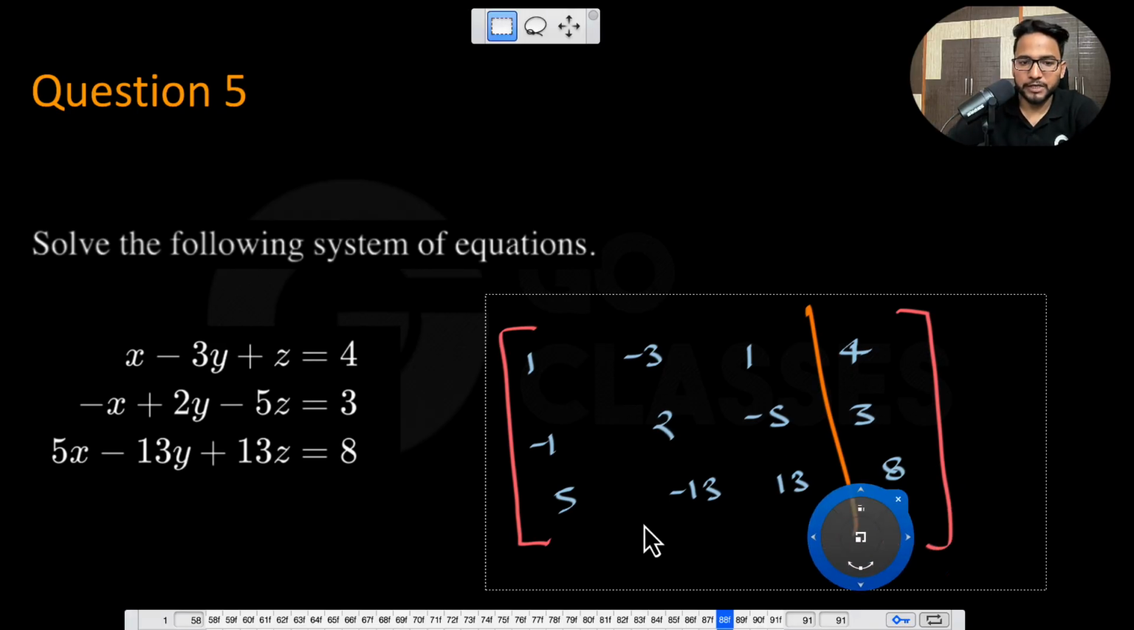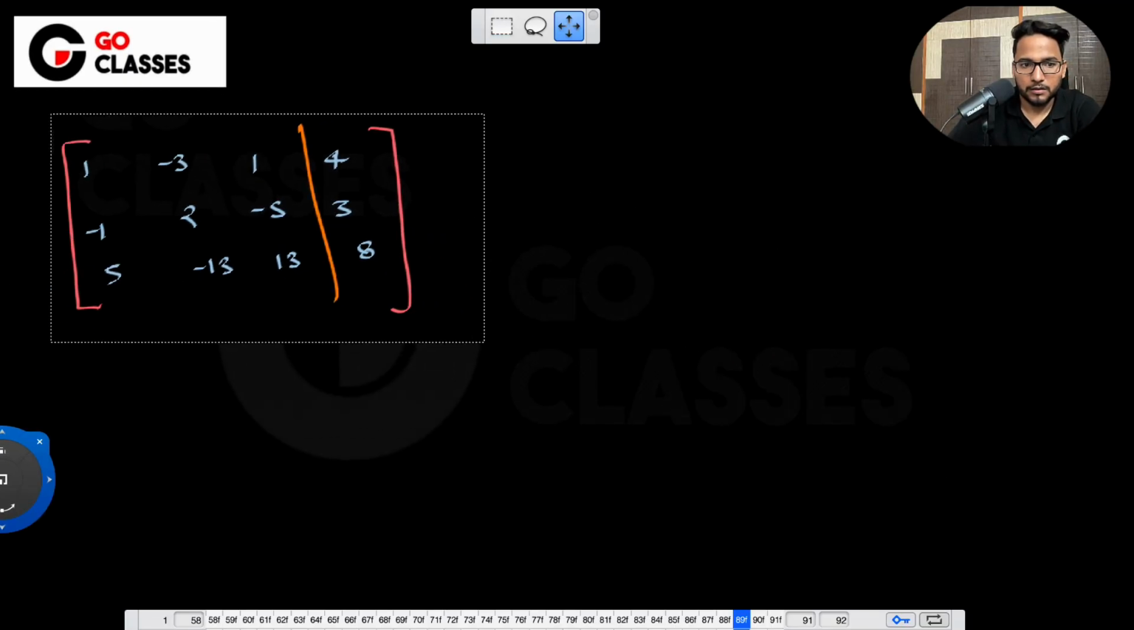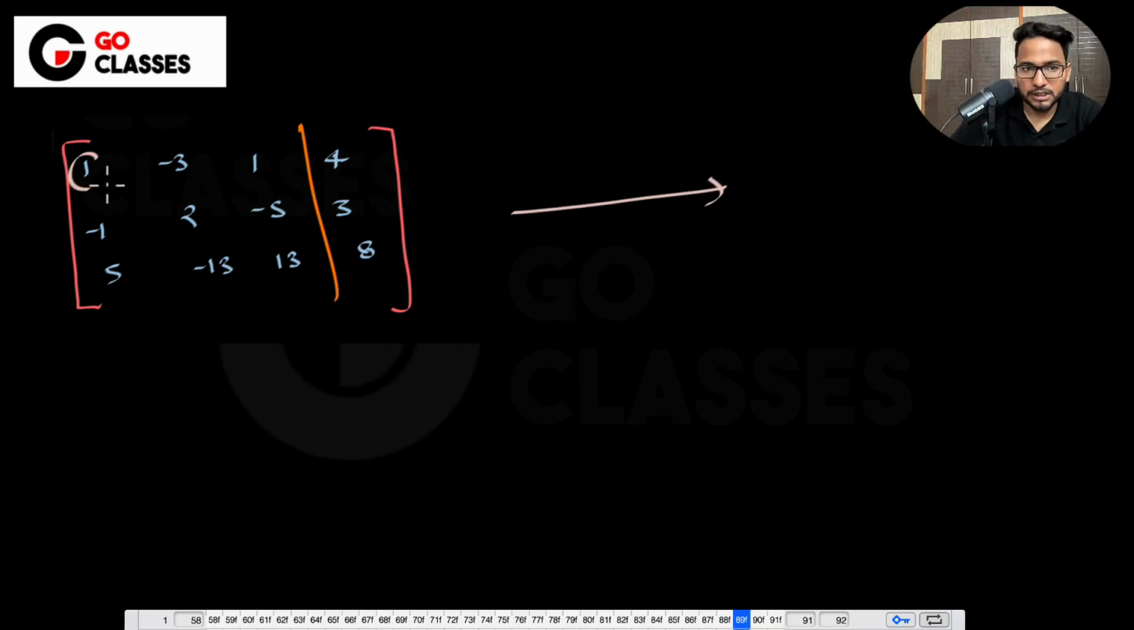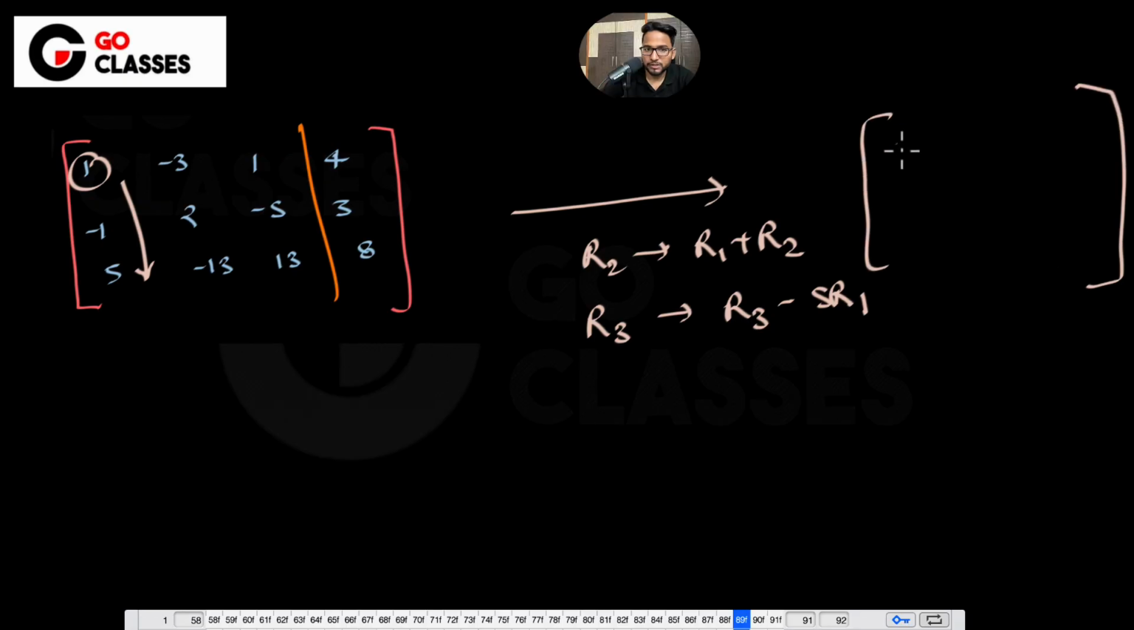I can copy this on the next page, I think. And then I want to make these zeros. So I can say R2 is R1 plus R2, and R3 is R3 minus 5R1, right? So from here, you will be getting 1, minus 3, 1, and then 4. And then you will be getting 0, then it will be R1 plus R2, so it will be minus 1, minus 4. Sorry, this will be 7.